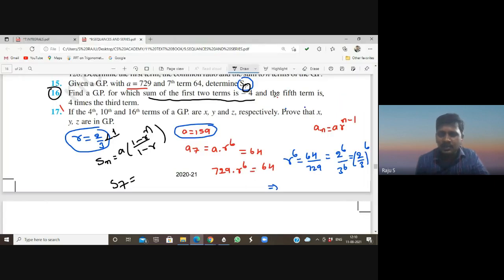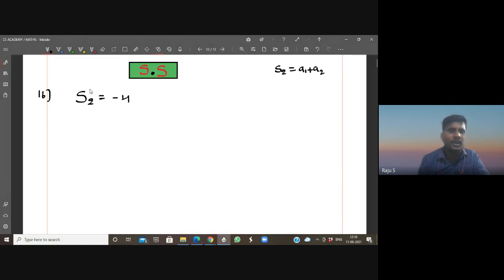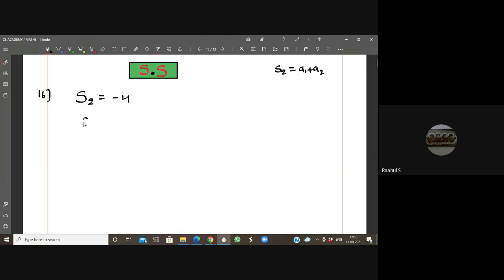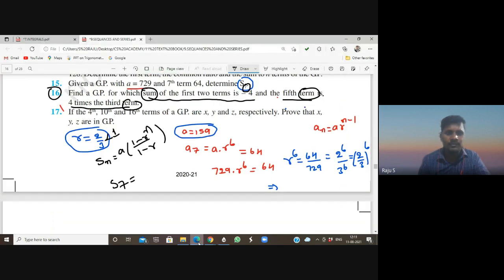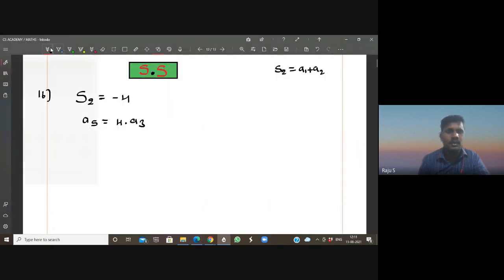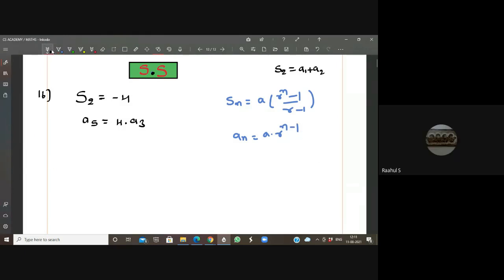Next, any other condition they have given? The fifth term is 4 times the third term. See here, this is a sum, this is a term. You have to take it carefully. A5 is equal to 4 times A3. That's all. Since we know two formulas, what are they? Sn formula is A into R to the power of n minus 1 by R minus 1. And An is equal to A R to the power of n minus 1.